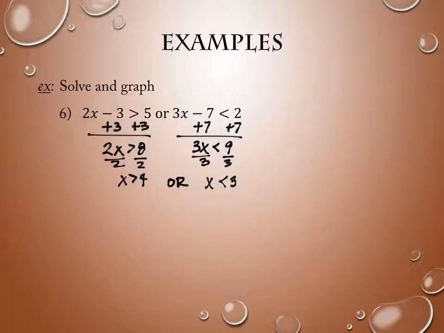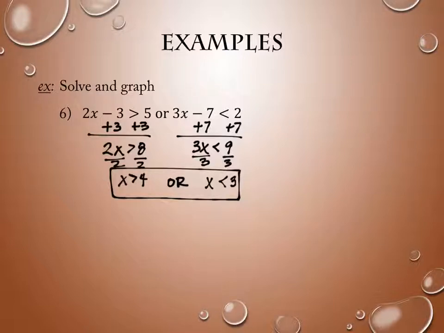And I have a statement that at the end has or between them. So basically, I'm trying to solve one inequality or the other one. So any number that solves the first one is a solution. Any number that solves the second one is a solution. Because either or is fine.